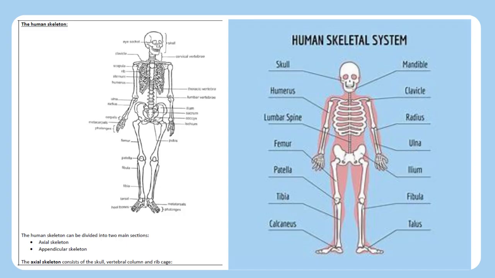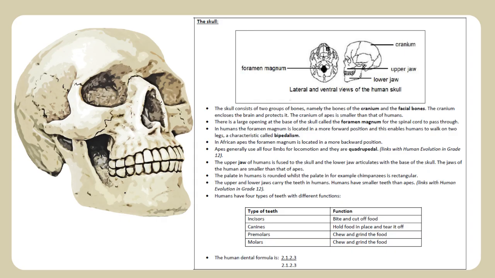The human skeleton. The human skeleton can be divided into 2 main sections: axial skeleton and appendicular skeleton. The axial skeleton consists of the skull, vertebral column, and rib cage. The skull. The skull consists of 2 groups of bones, namely the bones of the cranium and the facial bones. The cranium encloses the brain and protects it.